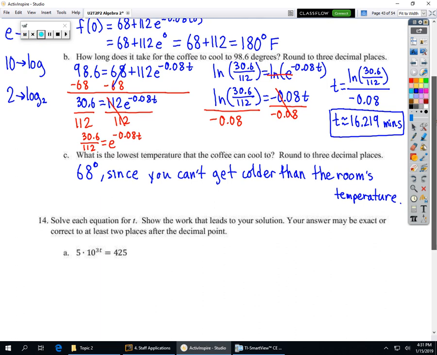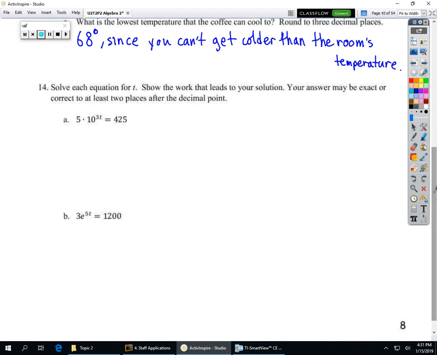Right, so with the word problem, these two are just general solving practices. So I'm solving for the t, which means I need to remove the 3, get rid of the 10, and get rid of that 5. First thing to do is divide the 5. Cancel. 10 to the 3t, if you divide these two, you get, what do you get? 85.